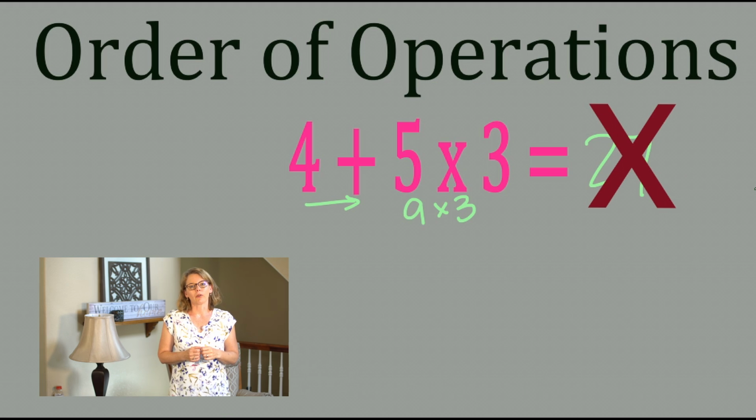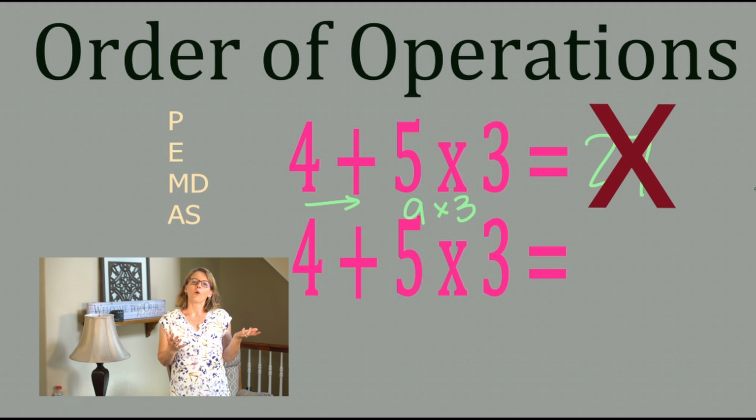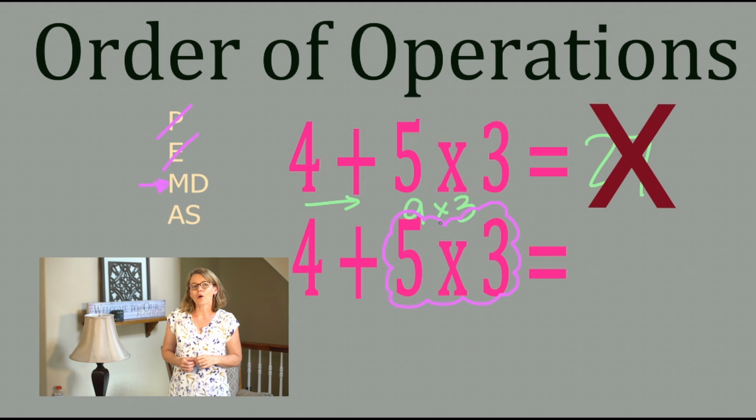Here we will do it the correct math way. 4 plus 5 times 3. We look and see what we have on our PEMDAS list and see what goes first. There are no parentheses or exponents, so next up is multiplication and division. We have this multiplication of 5 times 3, which we have to do first. I like to circle it or put a cloud around it like this to show that this is the part that is being taken care of. 5 times 3 equals 15. I write that like this.